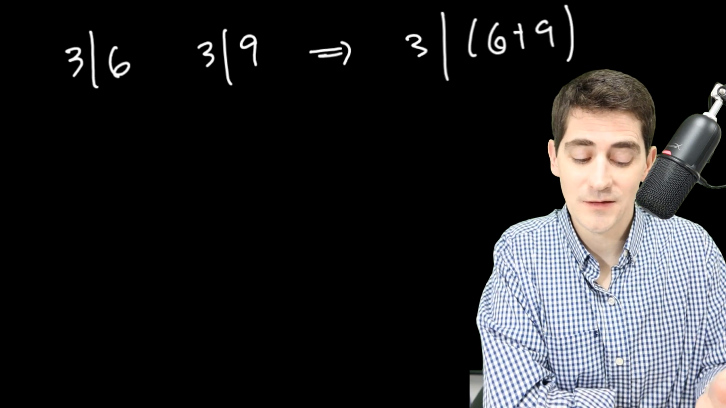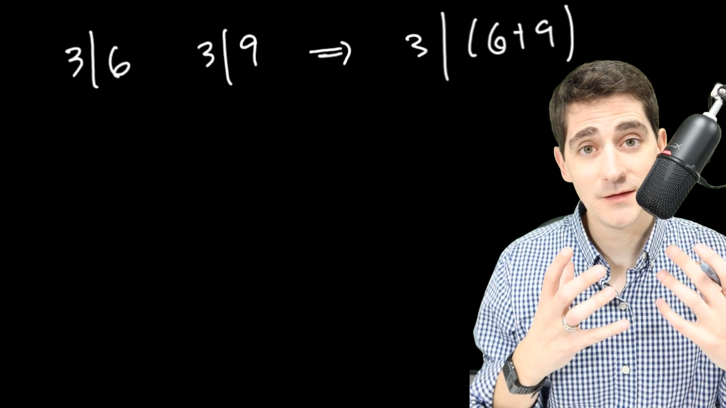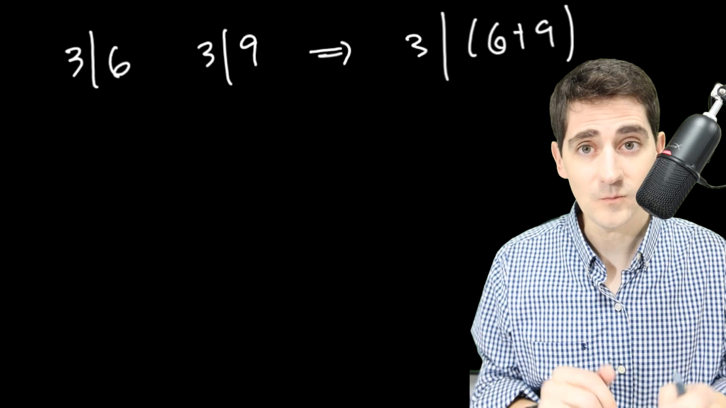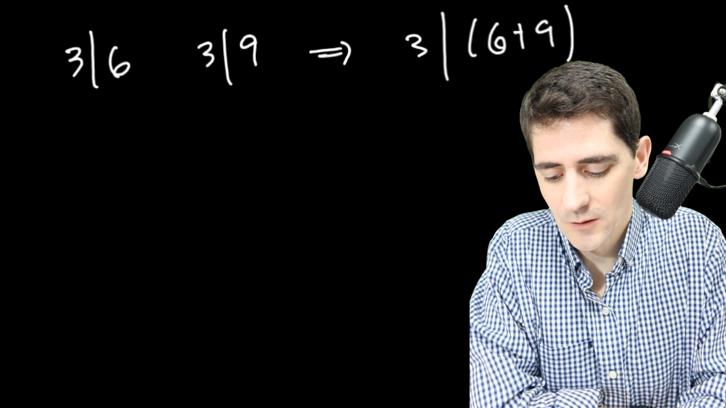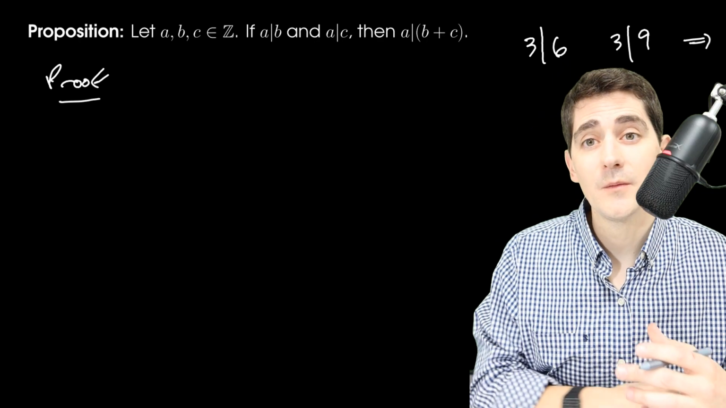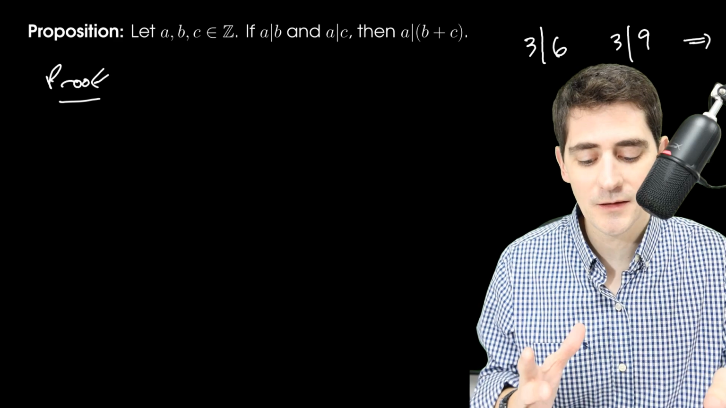Now that's true with an example here, but can I prove this in general terms? This is where we have to use the definitions. An example is not enough. Alright, so we will start with a proof. And in my proof, I'm just going to apply the definition. I know that A divides B and A divides C. I get that information for free.